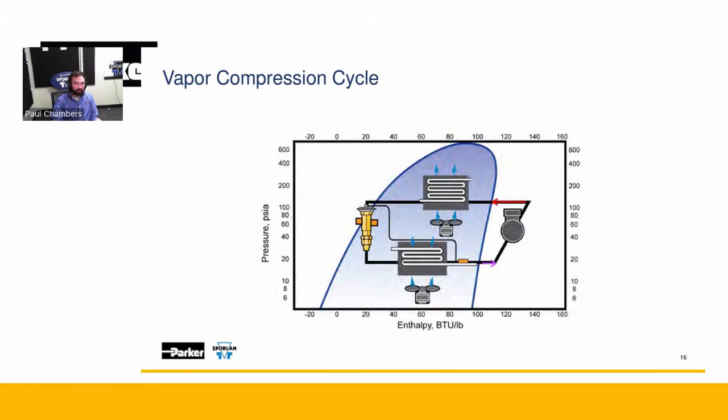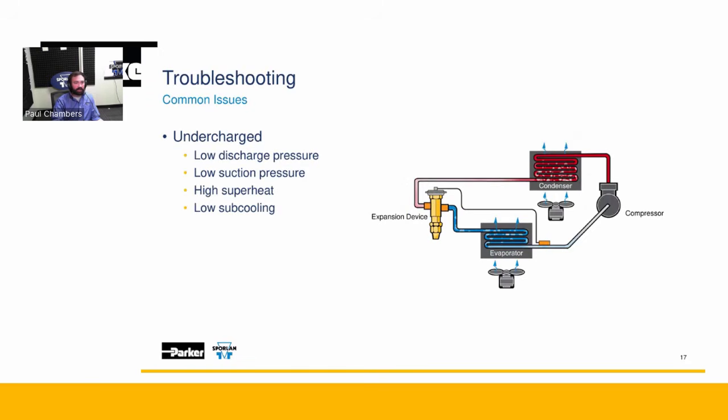And then we'll go into a little bit of troubleshooting, and then we'll wrap up and see if anyone's got some questions. So the first troubleshooting, and I put the diagram over there on the right so that we can actually look at how it would affect each system. I've picked out 4 that we'll go through, 4 common troubleshooting issues, things that we see most often in the industry. And the first one is going to be undercharged.